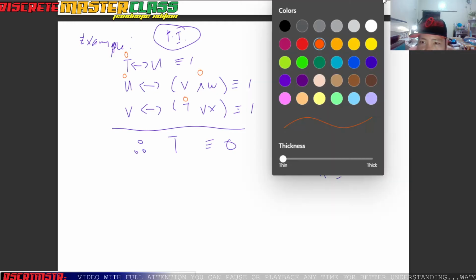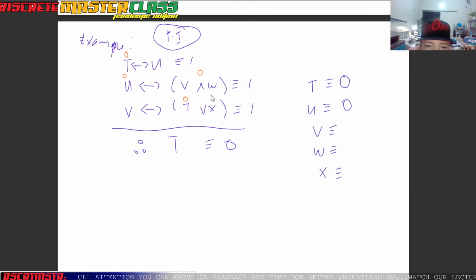Let's change color para alam natin yung ating trial part. Let's use red. So, i-try natin na this is 1. If this is 1, this is 1. This is 1. If this is 1, X is 1, and T is 0, the whole of this is 1. And if the truth value of the third premise is 1, your B must be 1. So, B is 1.